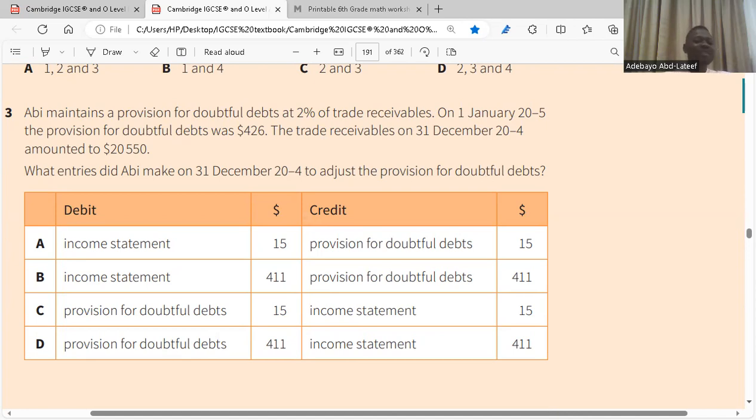So 411 will be on the credit side of your what? On the debit side of the provision for doubtful debts as a balance of 411. Then on the credit side, you have your income statement of how much? The difference between 411 and 426, that's 15. So in provision for doubtful debt we have a debit entry of 411, and in the income statement we have 15. That's D.